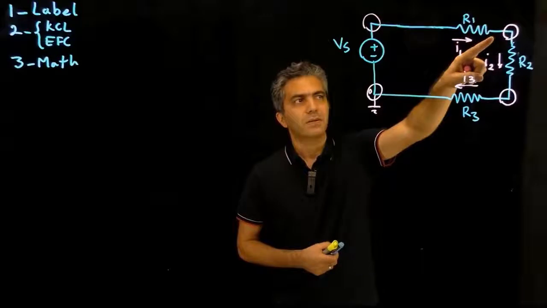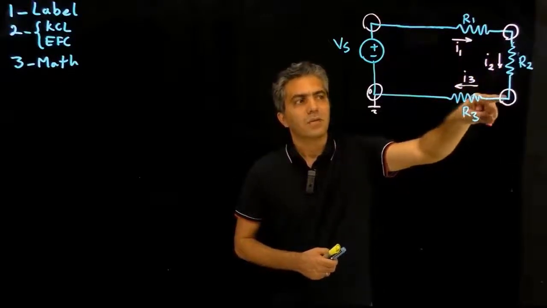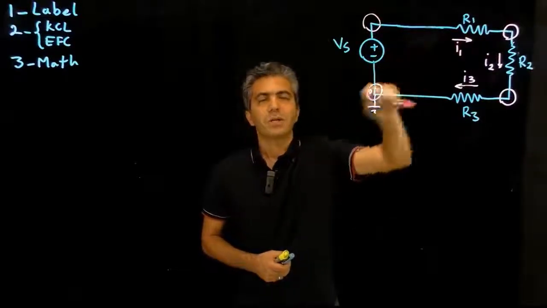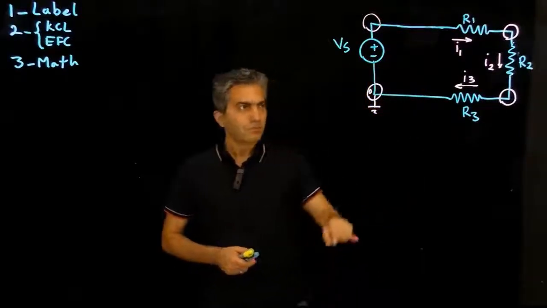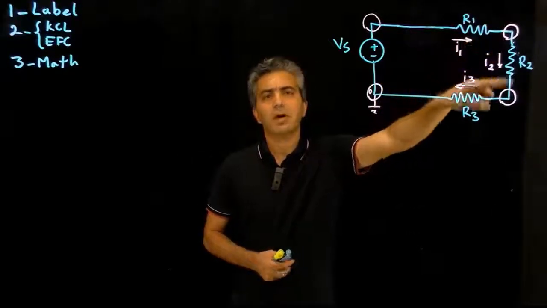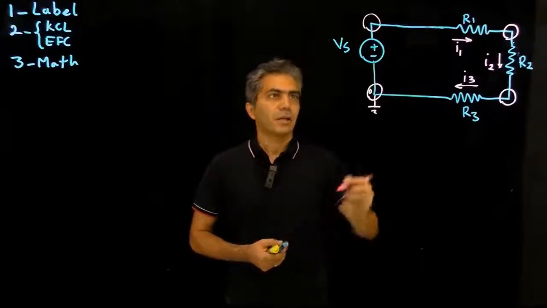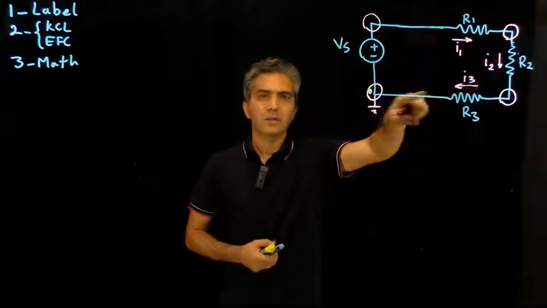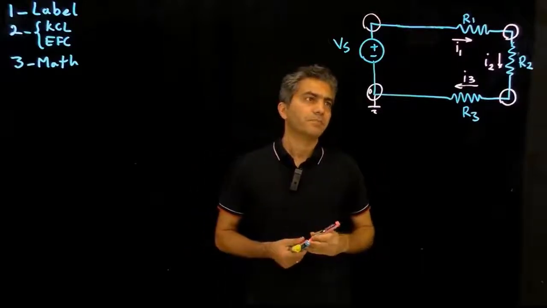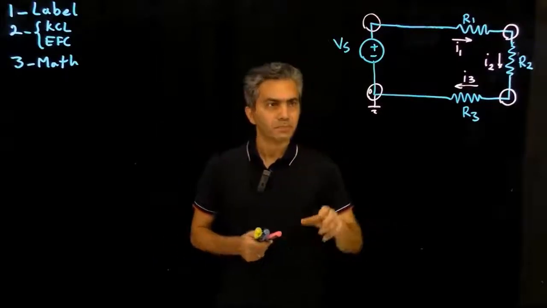Therefore, the current passing through R1 and R2 are the same. You can do the same for R2 and R3, and actually you can do the same for the voltage source and R1. Given that there's only one, it's the same current that is passing through all the 4 components in this circuit, and therefore all of these components are said to be in series with each other. Okay, let's go back and start from the beginning.